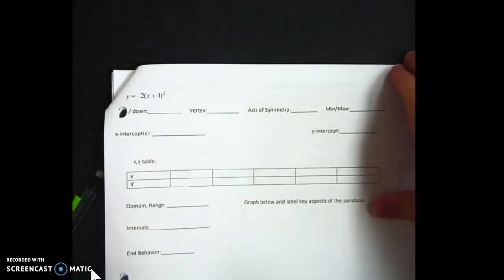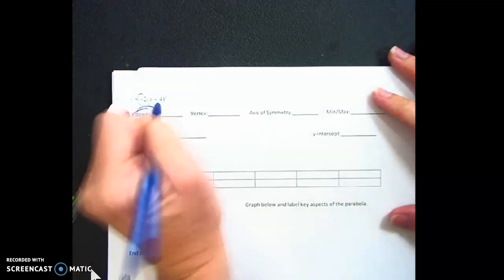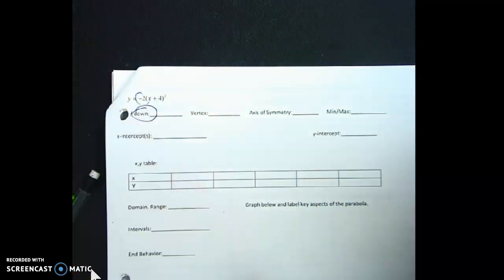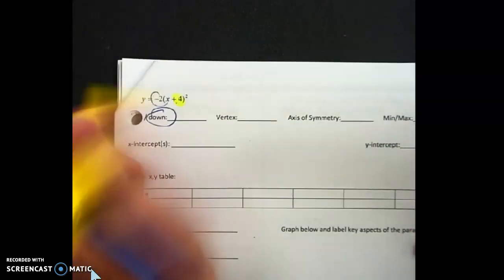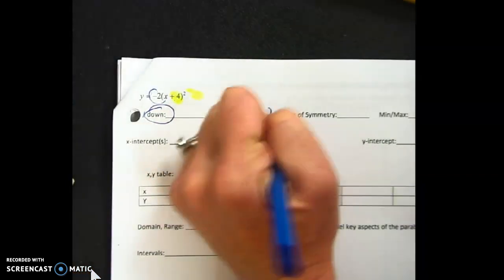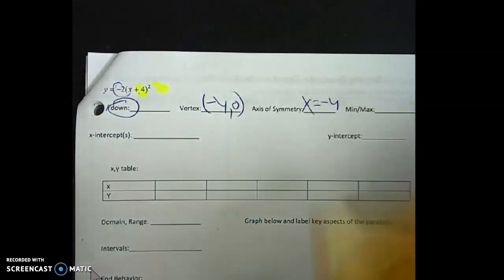Okay, so let's do this problem now. How do I find out if it's up or down? That's negative, it's down. The vertex is the opposite. I'll zoom in a little bit. The opposite of what's in there and what's on the outside. So that would be negative 4, 0. That means the axis of symmetry is x equals negative 4.